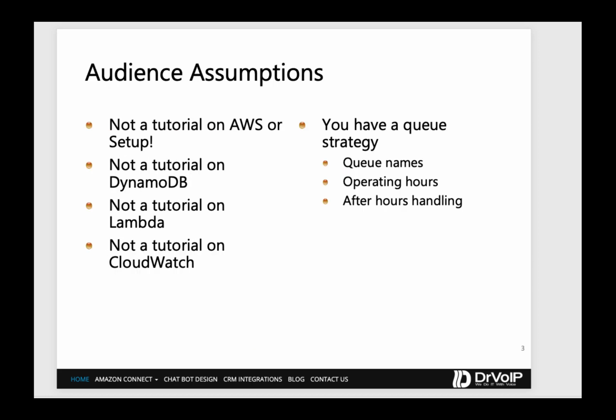So we're not going to be doing a tutorial on how to set up Amazon Connect. We assume you already have a contact instance set up. We're not doing a tutorial on DynamoDB or Lambda or CloudWatch. There are many, many other videos out there. I don't think that you really need deep understanding of these subject areas. If you have some experience, it'll make this a little bit easier. But we will walk you through how to configure a Dynamo table. And we're providing you the Lambda functions. And so all you have to do is install it, and we'll walk you through that.